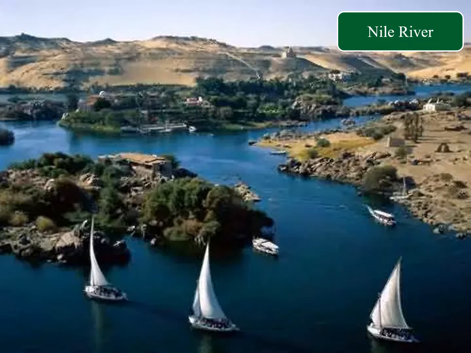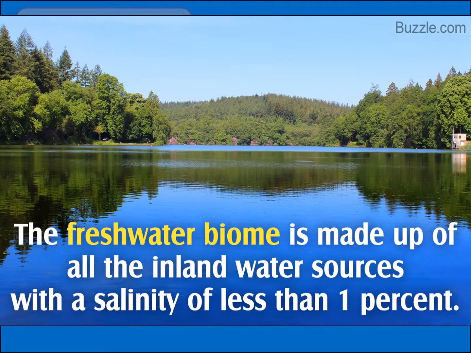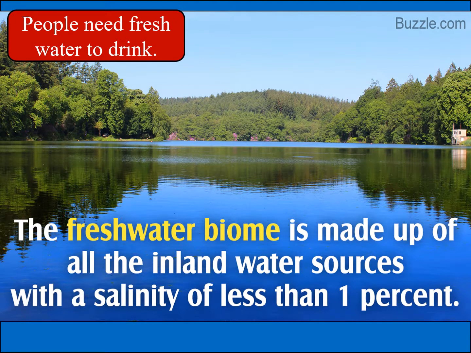The Nile River Delta in northern Africa is one of the most densely populated regions in the world. The freshwater biome is made up of all the inland water sources with a salinity of less than 1%, meaning less than 1% of salt. There are several reasons why people live near fresh water.